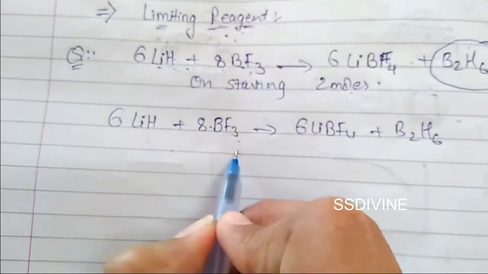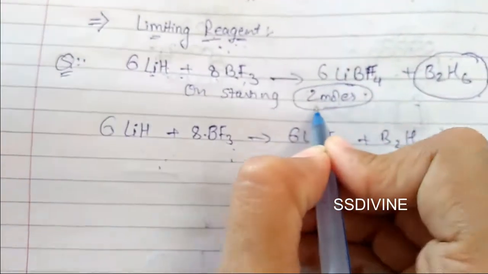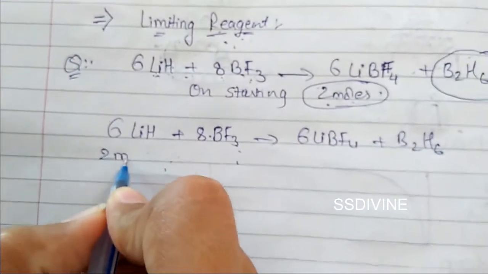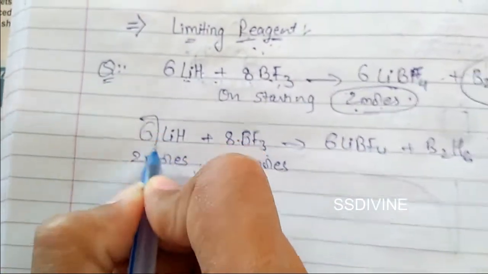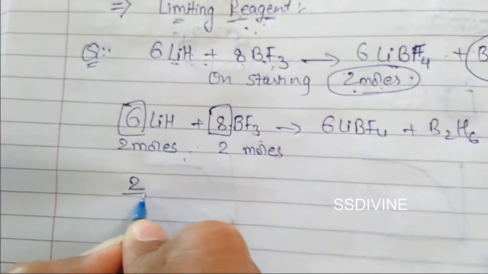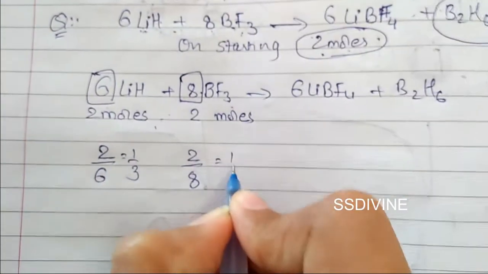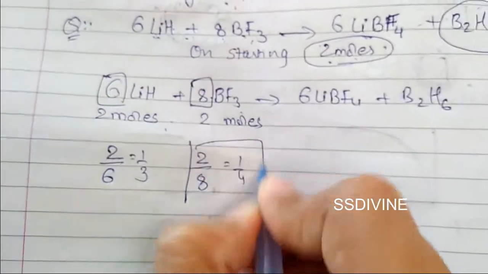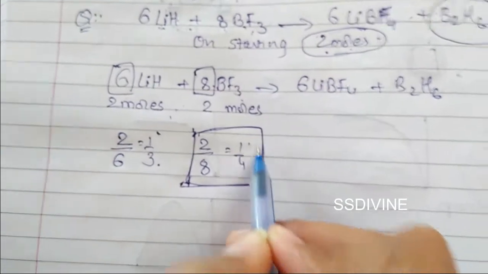Now first we need to calculate which is the limiting reagent. So how to calculate the limiting reagent? The moles are given: 2 moles of lithium hydride and 2 moles of BF3, right? Now divide the moles by the coefficient of each reactant: 2 by 6 and 2 by 8. Here it is 1 by 3 and 1 by 4. So this is our limiting reagent, because it will finish first. This is 1 by 3 and 1 by 4. This is the lesser value.